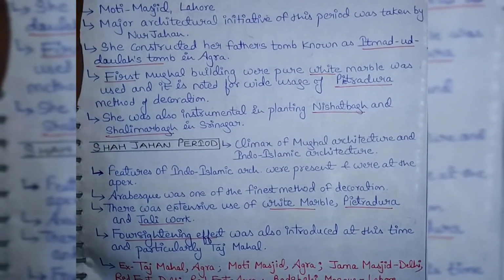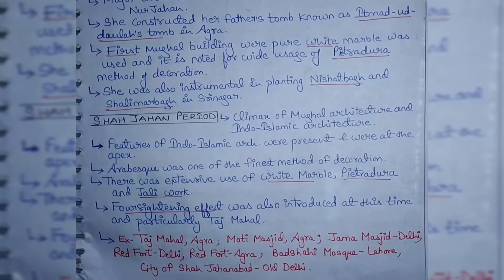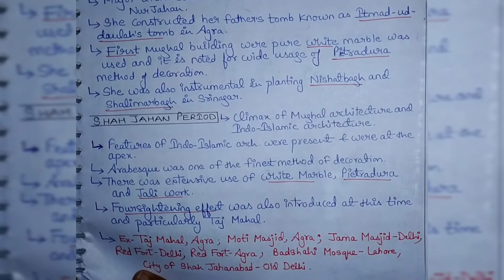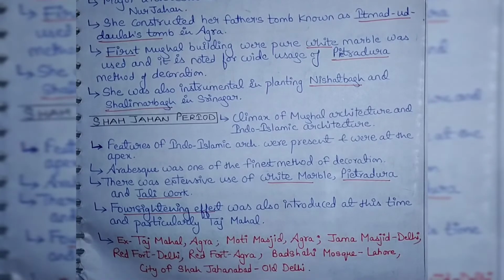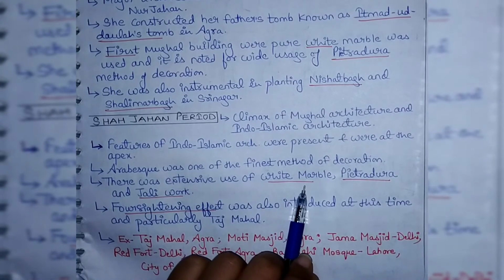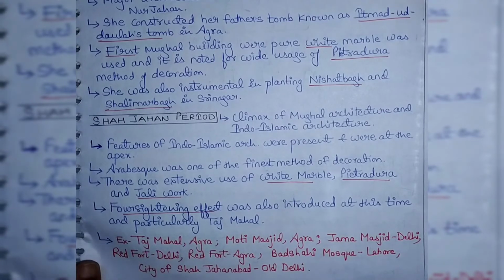Next is Shah Jahan. The climax of Mughal architecture and Indo-Islamic architecture was considered to be this period. Features of Indo-Islamic architecture were present and at their apex, at their peak. Arabesque was one of the finest methods of decoration done during that time. There was extensive use of marble, pietra dura and jali work. Forced perspective was also introduced at this time, particularly in the Taj Mahal. So in the Taj Mahal you can find the forced perspective effect.